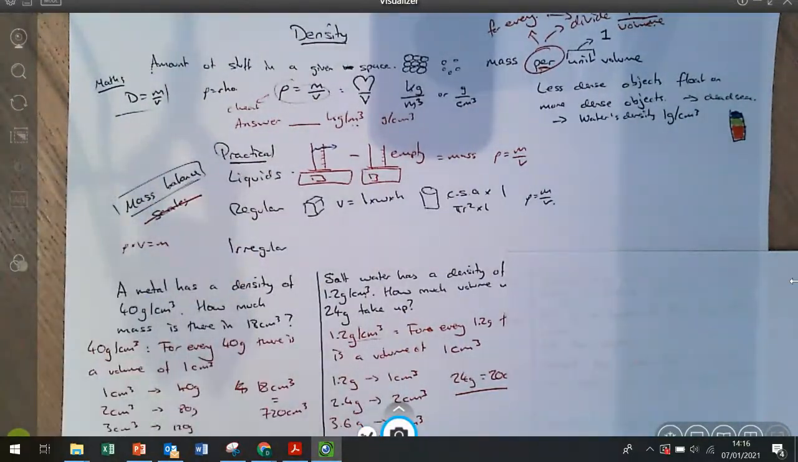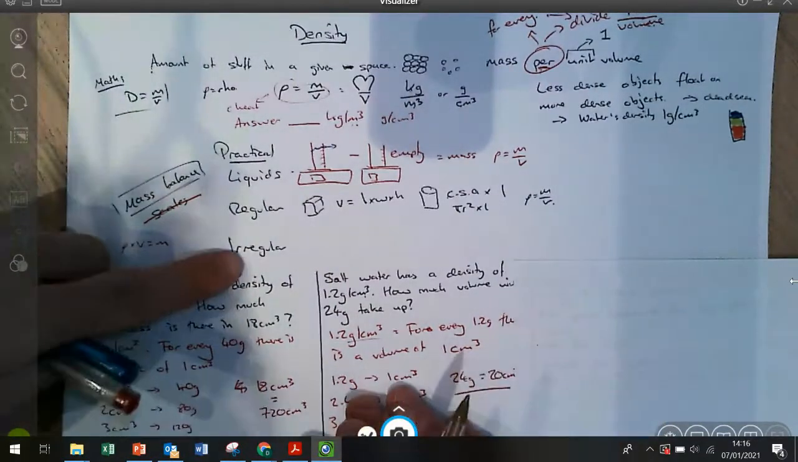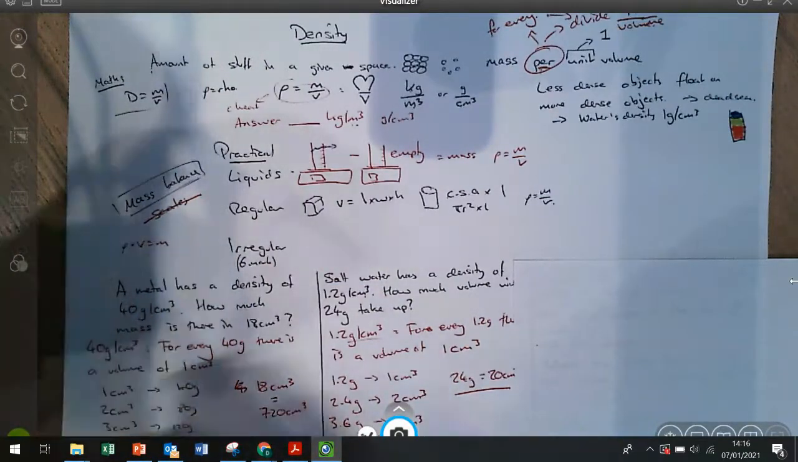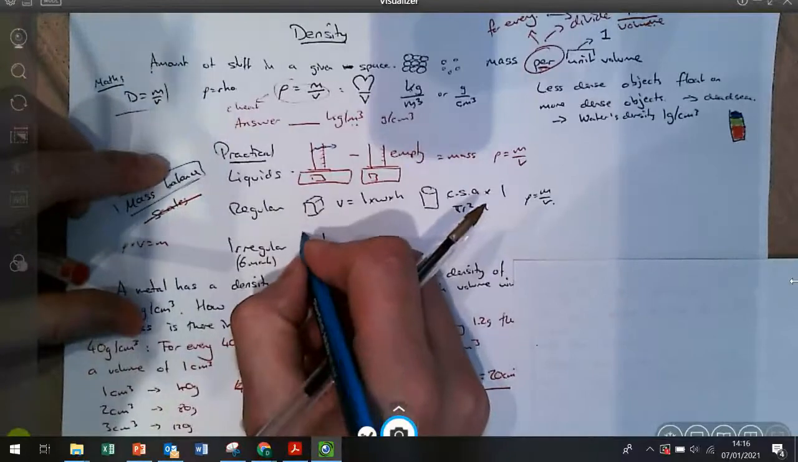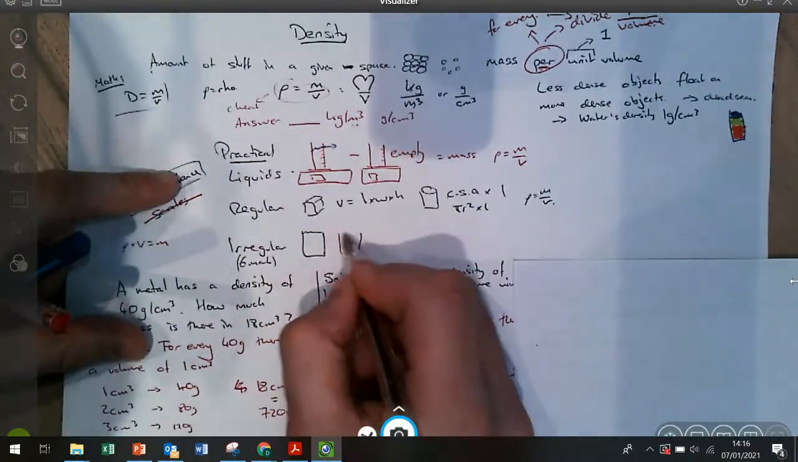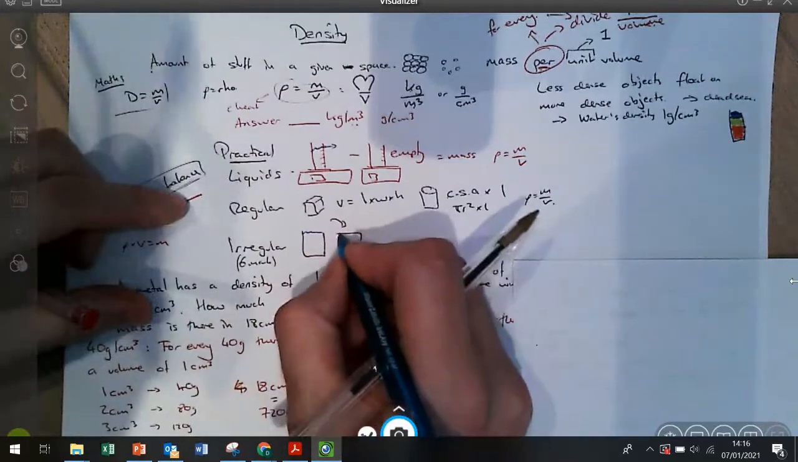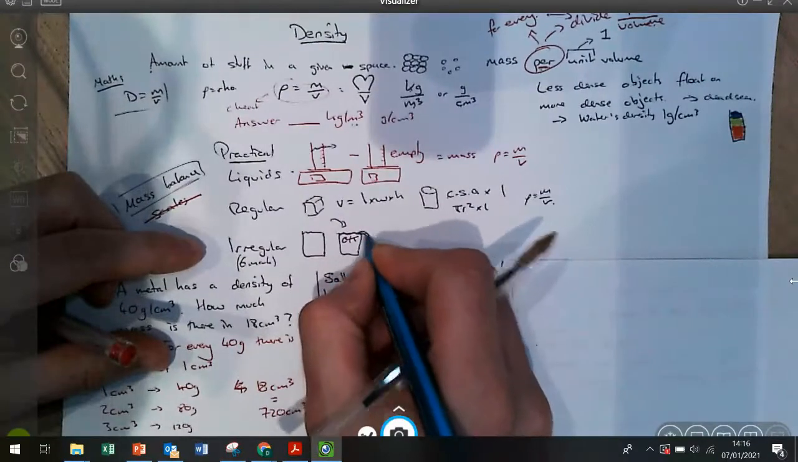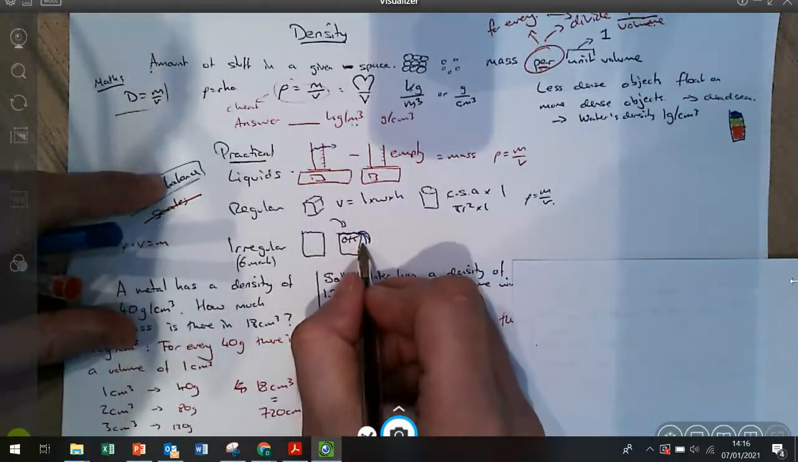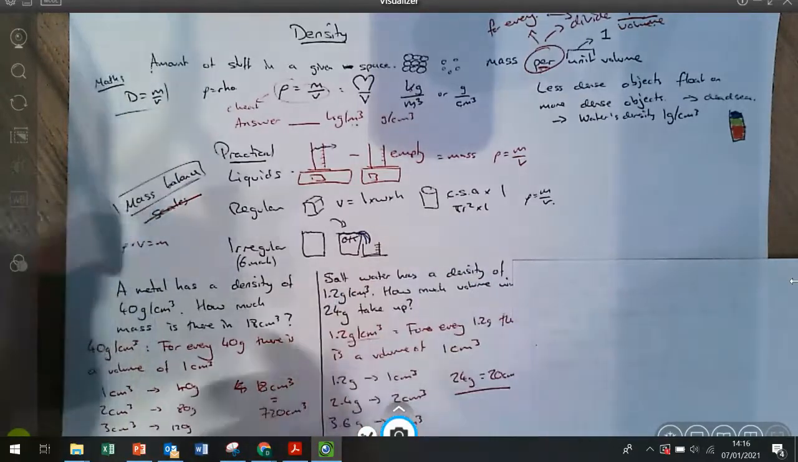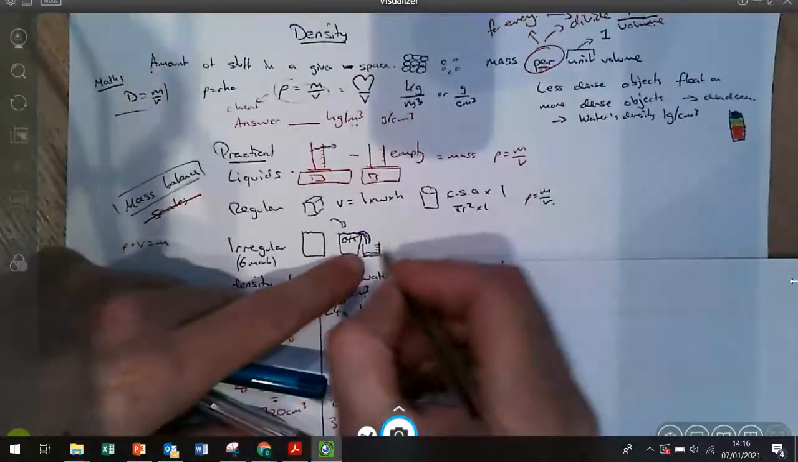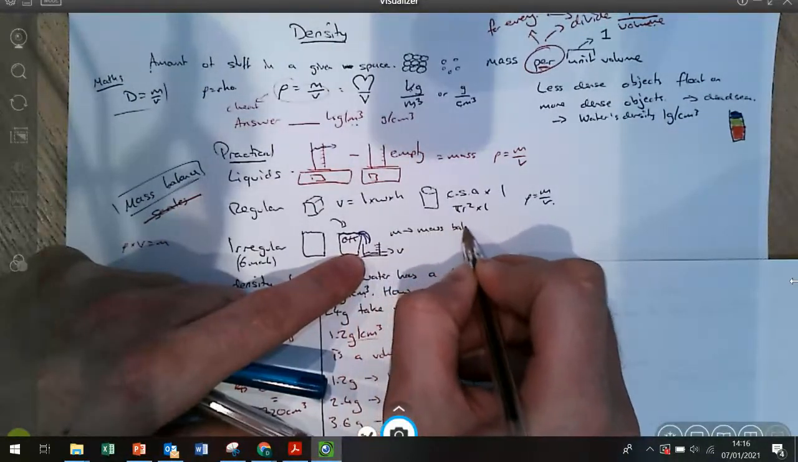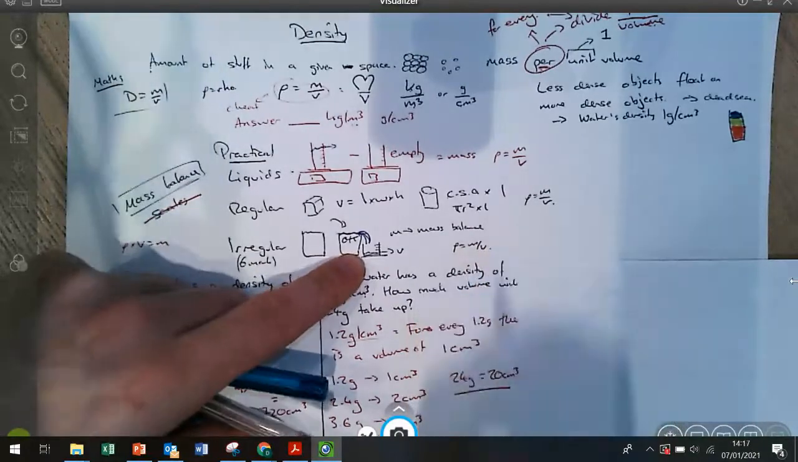And then the irregular object is the slightly longer one. This tends to be a 6-mark question. So this involves you getting a container, you fill it right to the top with water, then you put in your object, and the water will of course spill out because it's overflowing. So you collect the water in a measuring cylinder, and then this gives you the volume. The mass is of course from a mass balance, and then we use density as mass over volume.